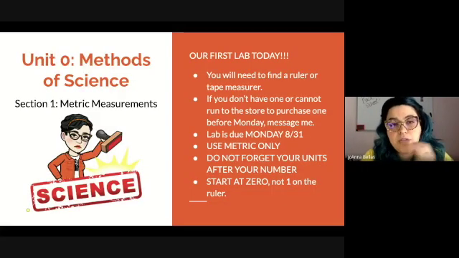How do you measure mass? You cannot measure mass unless you happen to have a scale with you, but it's rare to have a scale in your home.